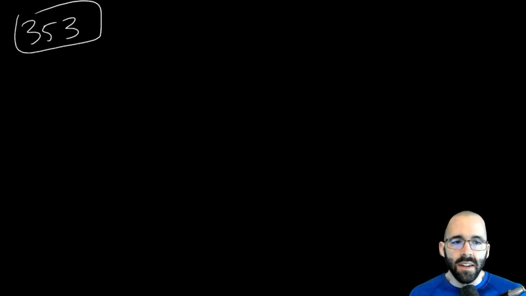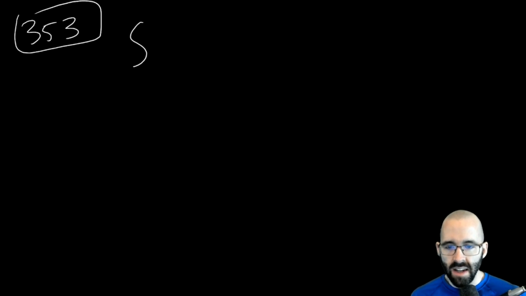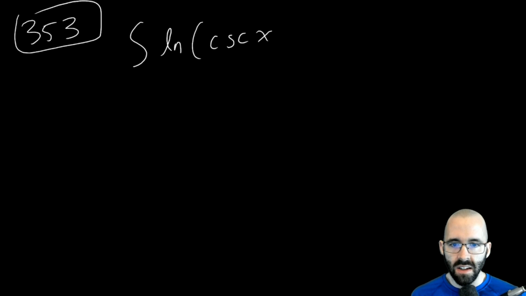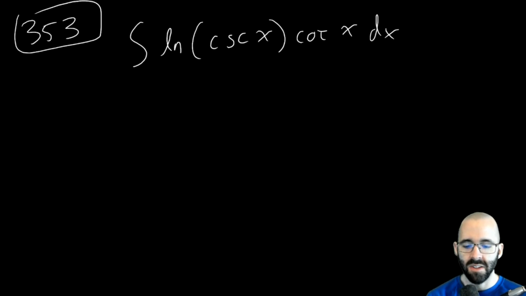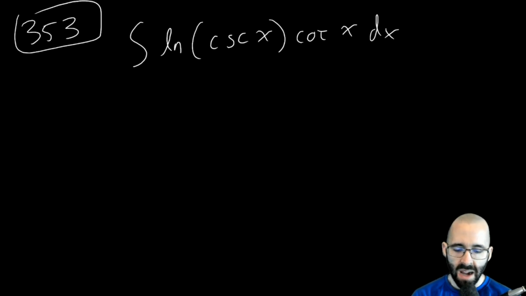Says do this. Antiderivative of the natural log of the cosecant of x times the cotangent of x. Now, it's telling us to do a substitution. Right off the bat, though, the natural choice for the substitution is cosecant. Derivative of cosecant is negative cosecant, cotangent. Doesn't seem super useful as it is.